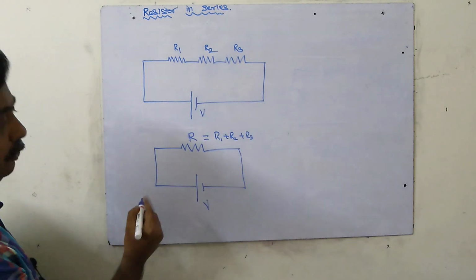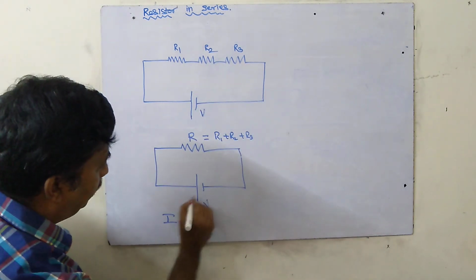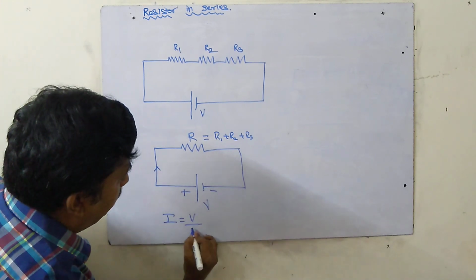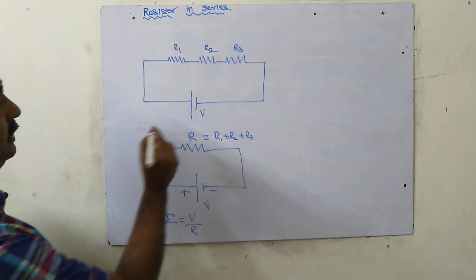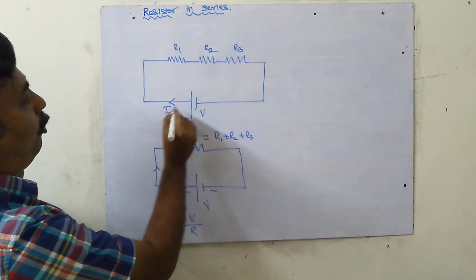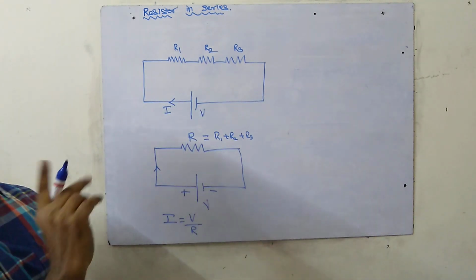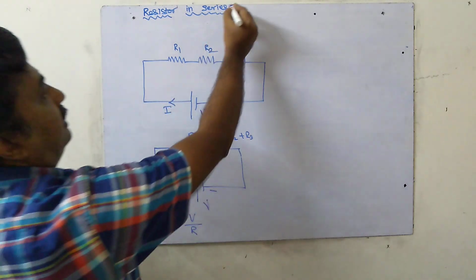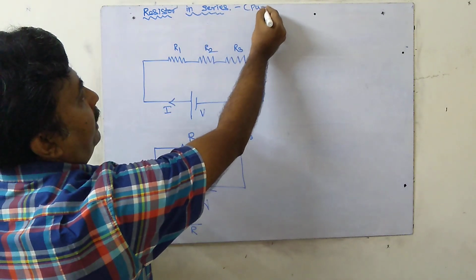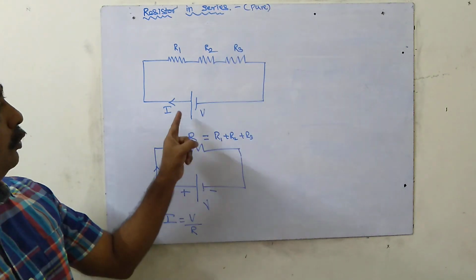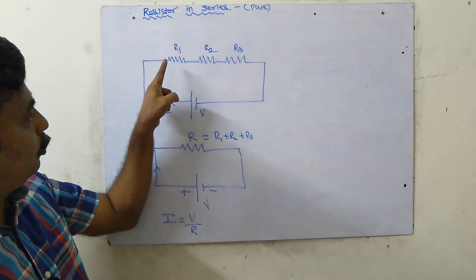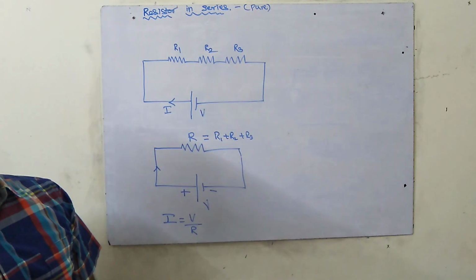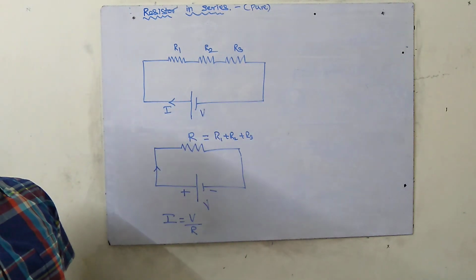So what is the current value? The current I equals V divided by R. This is plus, this is minus. So this is the current I. How many currents will be there? In series, current won't divide. Only one current will be there. Pure series circuit. So the current through resistor R1 is also I, R2 also I, R3 also I. Only one current will be there.